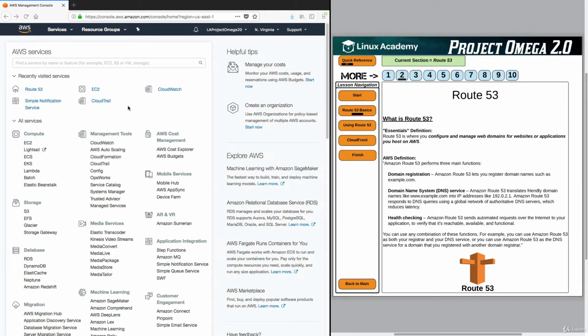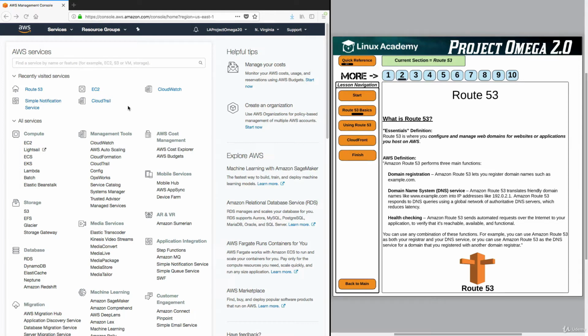The AWS definition is that Amazon Route 53 performs three main functions. The first is domain registration. Amazon Route 53 lets you register domain names such as example.com. So if you wanted to host a website online, you would register a domain name like linuxacademy.com or projectomega.com or example.com. Those are all examples of domain names.